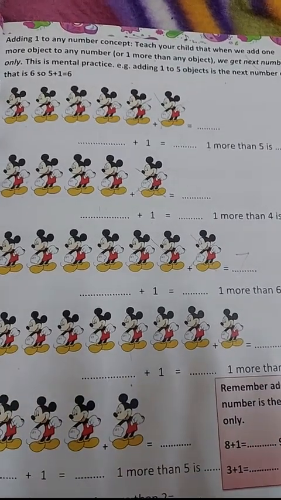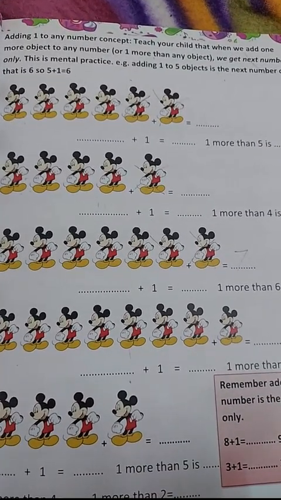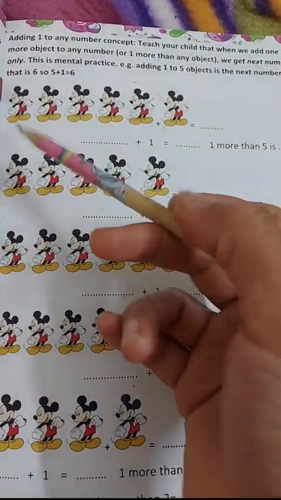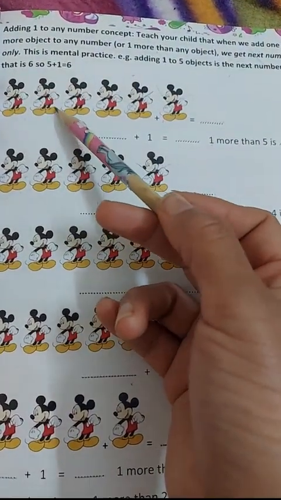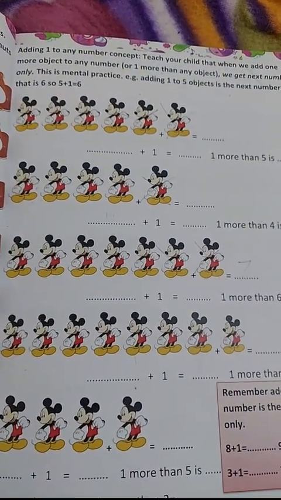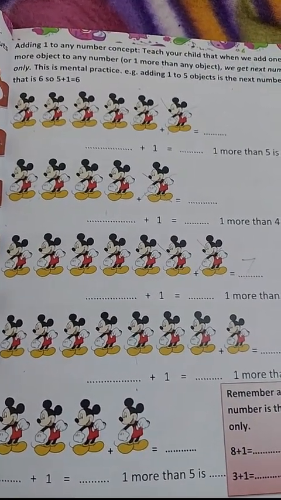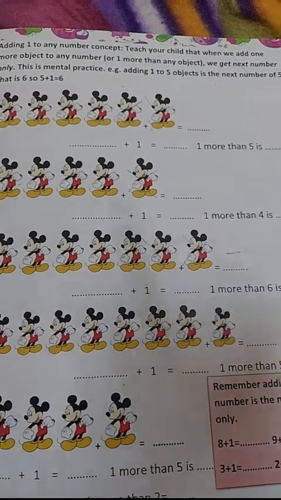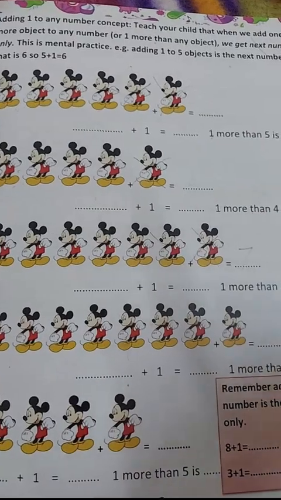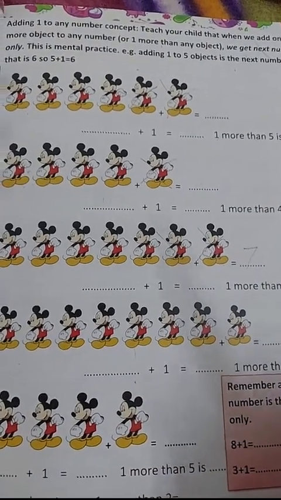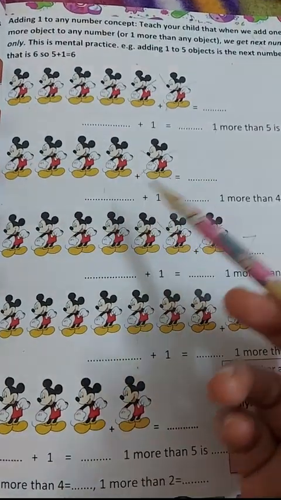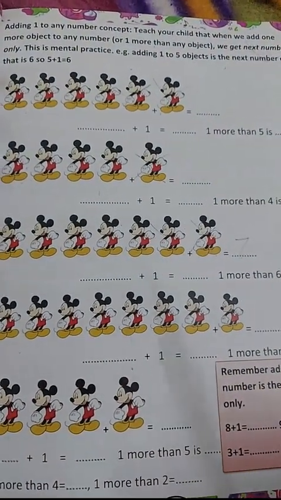You should always start with storytelling. For each row you should tell a story. For example, if there are 5 Mickeys, so there were 5 Mickeys in a castle. They were playing there, and one of the friends also joined. Then how many Mickeys are here? So for each problem you should always tell them stories.